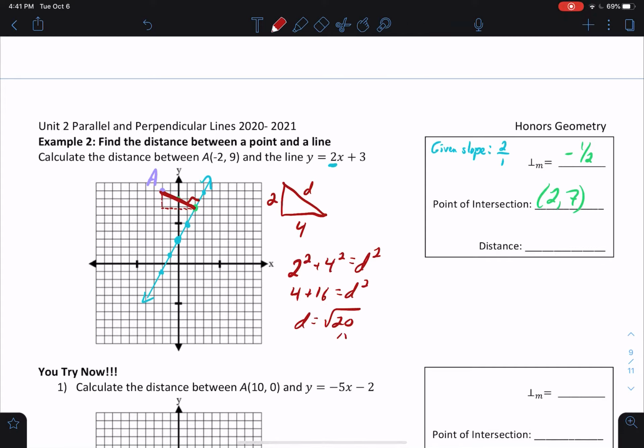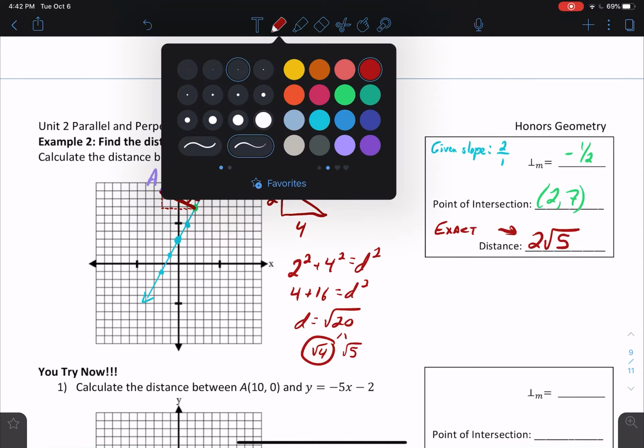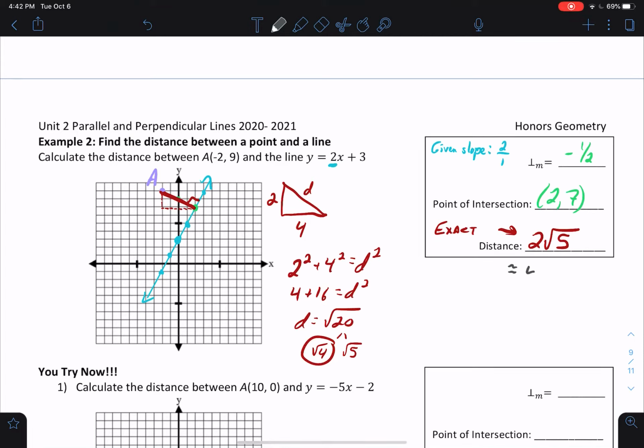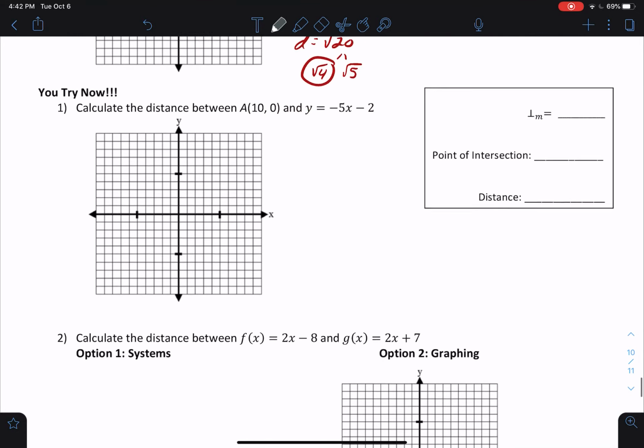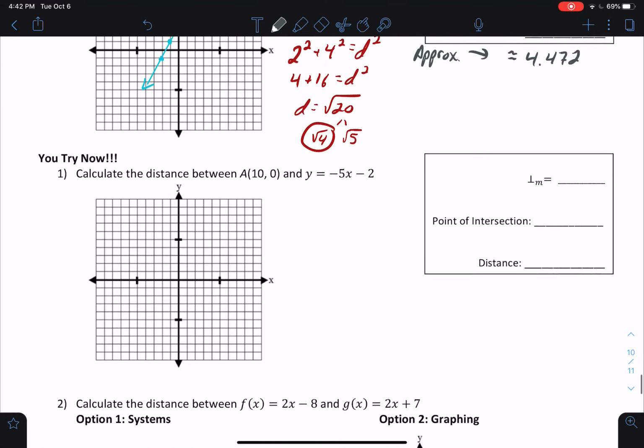Now, if I break this down, I can break this down into square root of 4 times the square root of 5. Square root of 4 is 2, so 2 gets to come on the outside. 5 is stuck underneath. All right, so that right there is our exact answer. If I use my calculator and I round it, my approximate answer is 4.472. So this is my approximate answer.